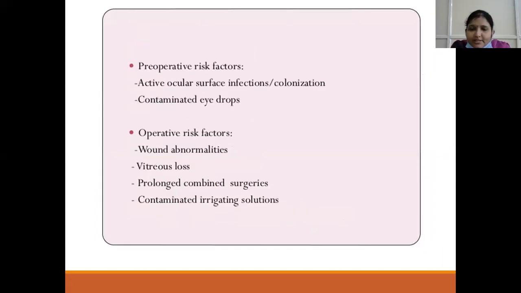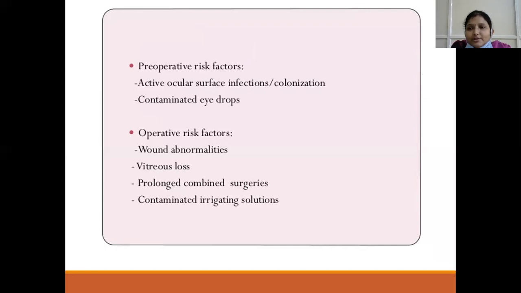So what are the various risk factors associated with endophthalmitis? The risk factors can be either before surgery or during the procedure. So what are the preoperative risk factors? If the patient has any associated infections in the eye, like conjunctivitis, corneal infection, dacryocystitis, chalazions, or any infection in the eyelids, all these can lead to endophthalmitis.